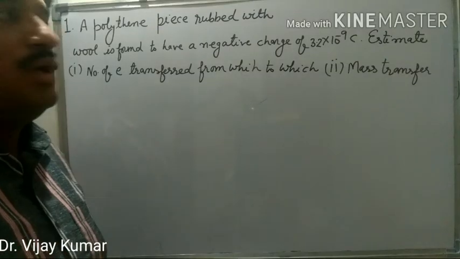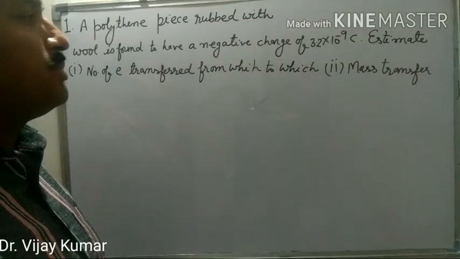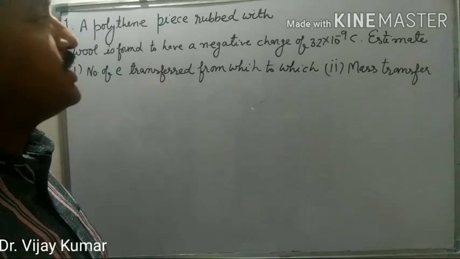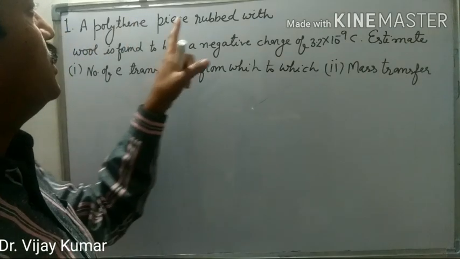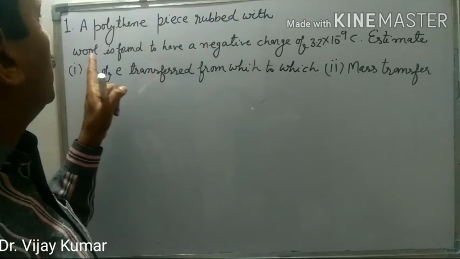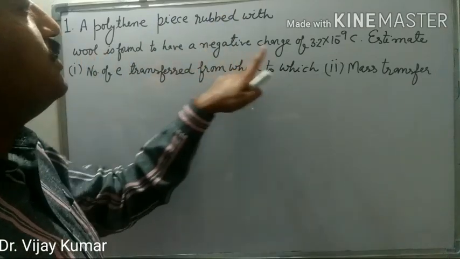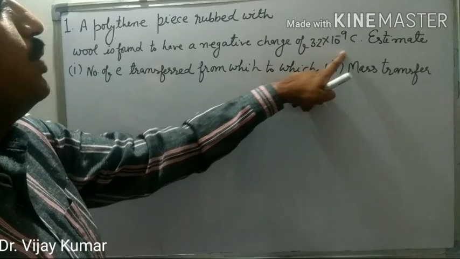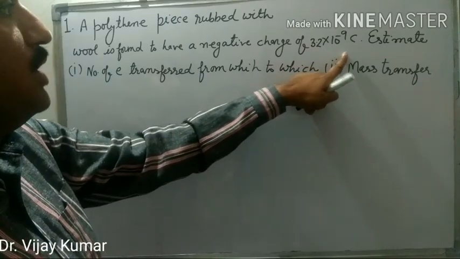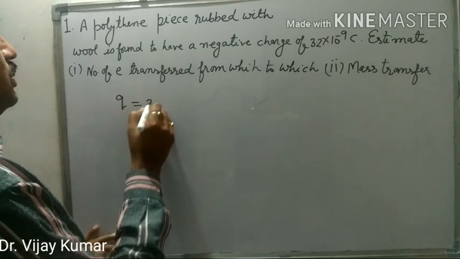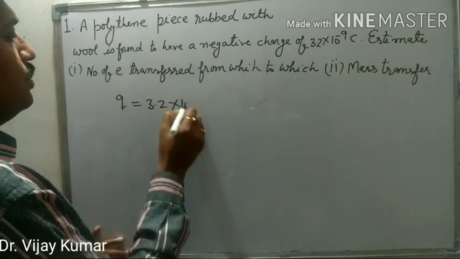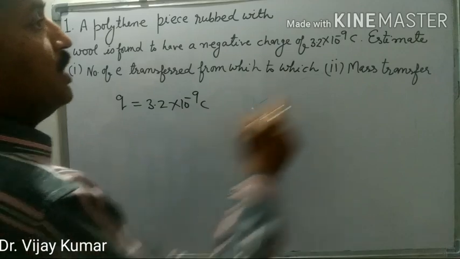Dear students, now the theory of the first chapter has been finished and we will start numericals. The first numerical: a polythene piece rubbed with wool is found to have a negative charge of 3.2 × 10^-9 coulomb. It means the total charge is 3.2 × 10^-9 coulomb.